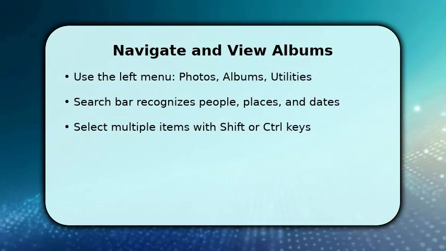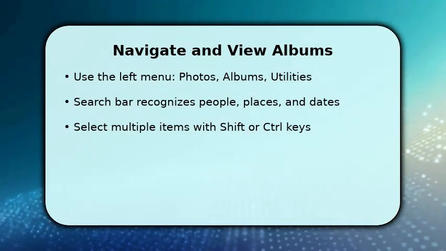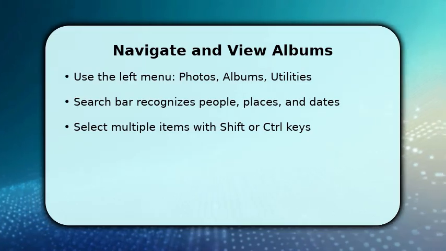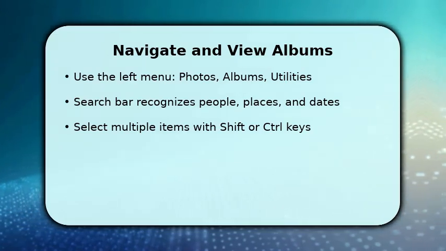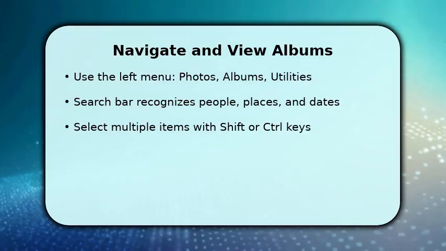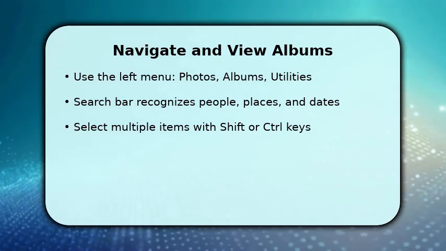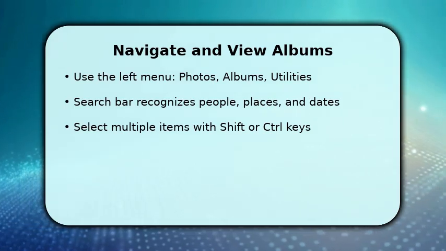Once on the Photos web app, use the left-hand menu to jump between Photos, Albums, and Utilities. Click Photos to see a timeline view. Albums shows folders and automatically created groups. Use the search bar at the top to find people, places, or dates because Google's AI tags images for you.